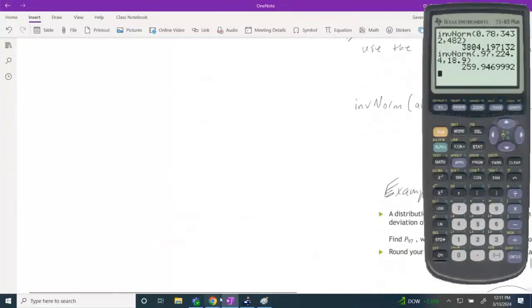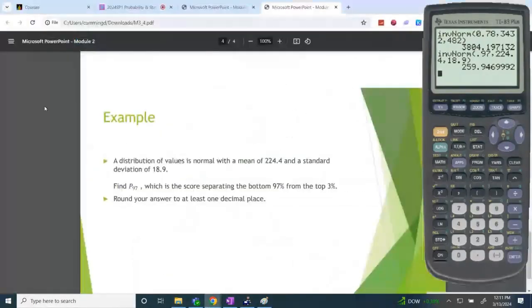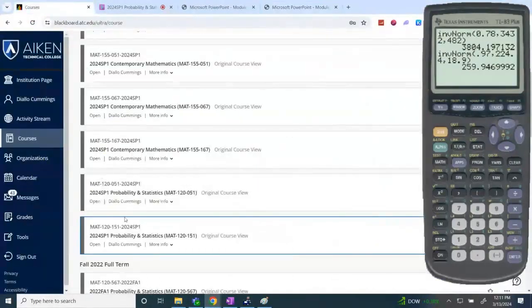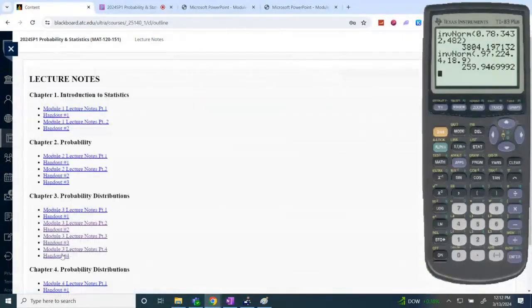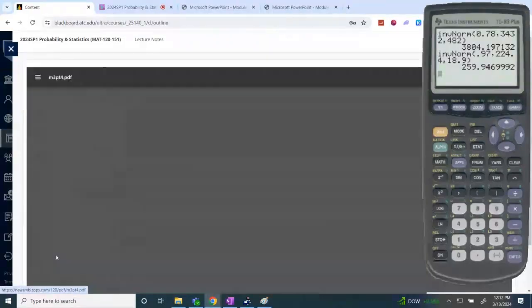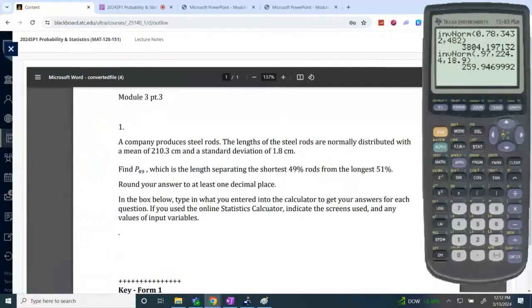Let me pull up handout number 4 again. There's only one question on here, and it's basically similar to the example question. It says a company produces steel rods. The length of the steel rods is normally distributed with a mean of 210.3 centimeters and a standard deviation of 1.8. Find the 49th percentile.